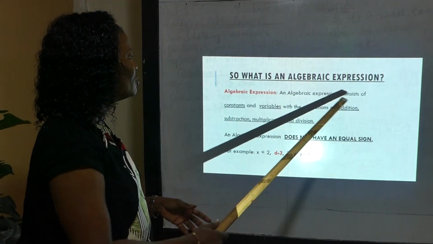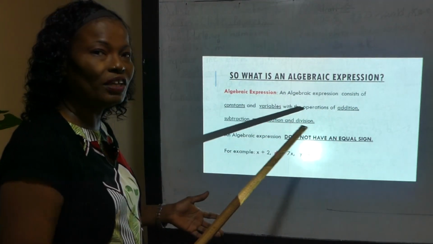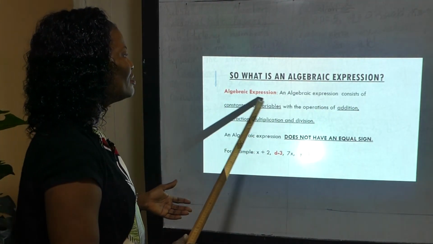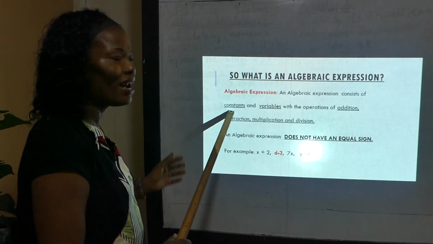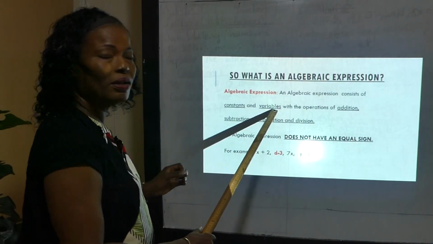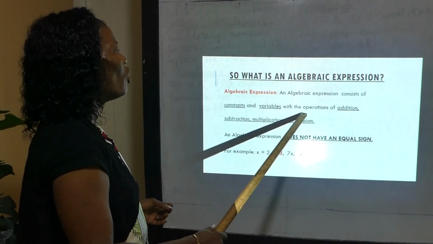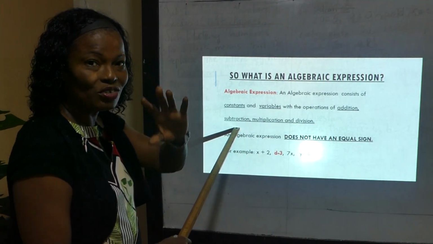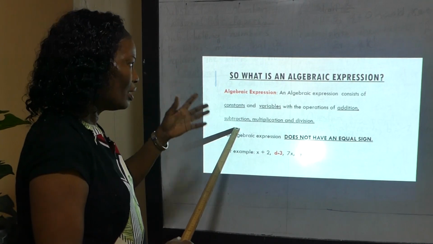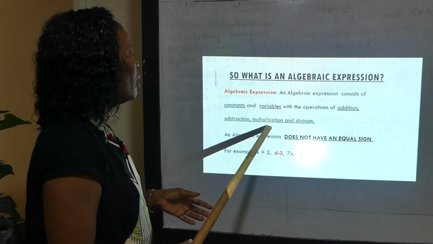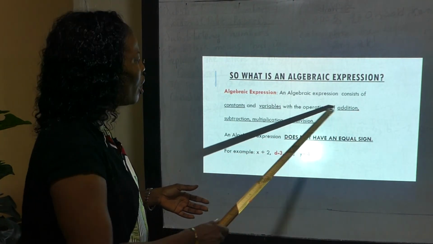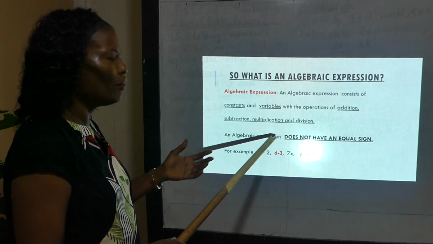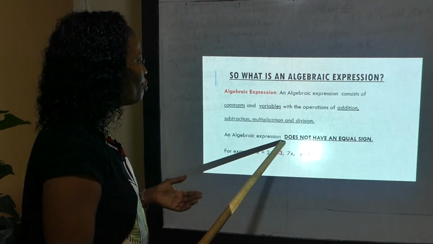So what is an algebraic expression? The formal definition is it consists of constants and variables. Constants like the 3, variable like the D, with the operations of addition, subtraction like we had the minus sign, so D minus 3 is an algebraic expression. Multiplication and division, so all the operations in math are involved or can be involved. And it's an algebraic expression.